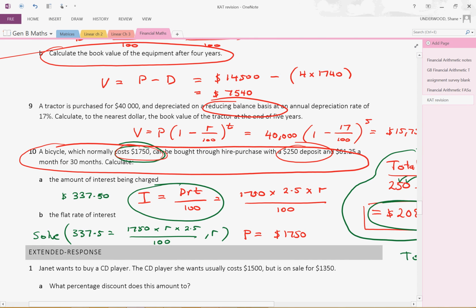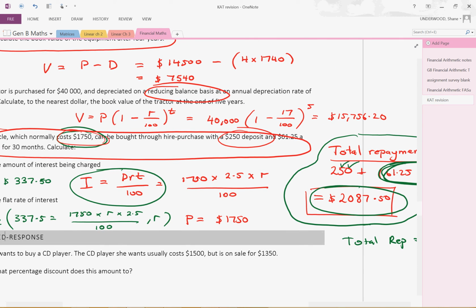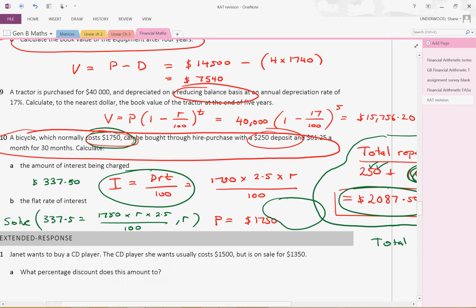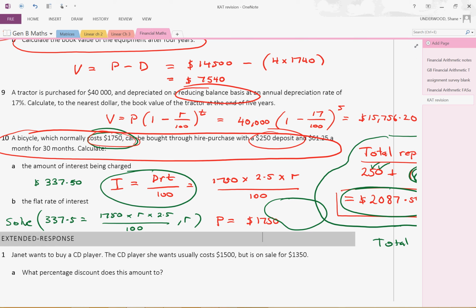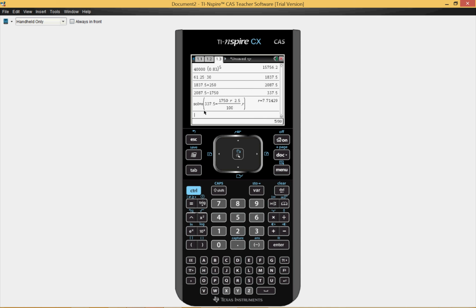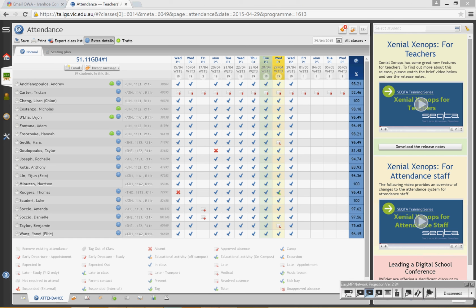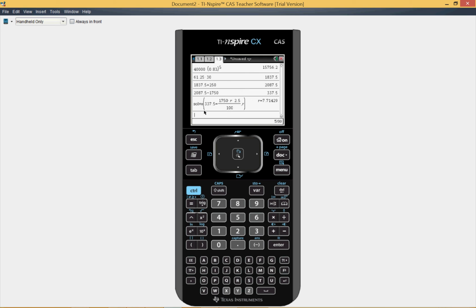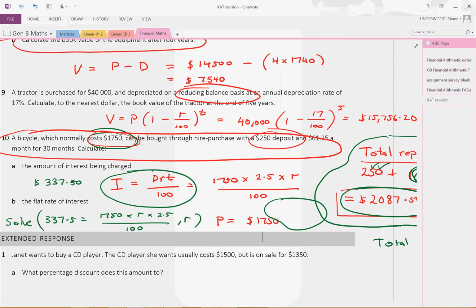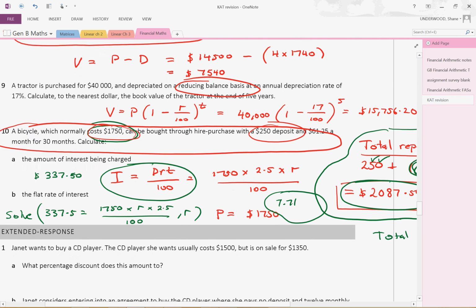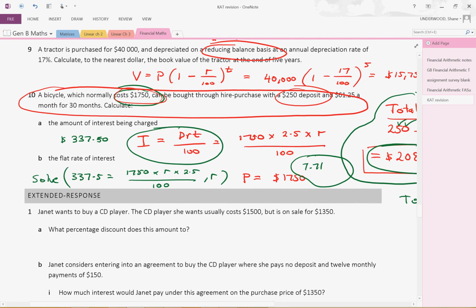Excellente. So the flat rate of interest was about 9%. No, wasn't it? Well, I don't see that being 9. 7.71 I got. All right, I'll check that out later. All right, I'm going to pause it there.